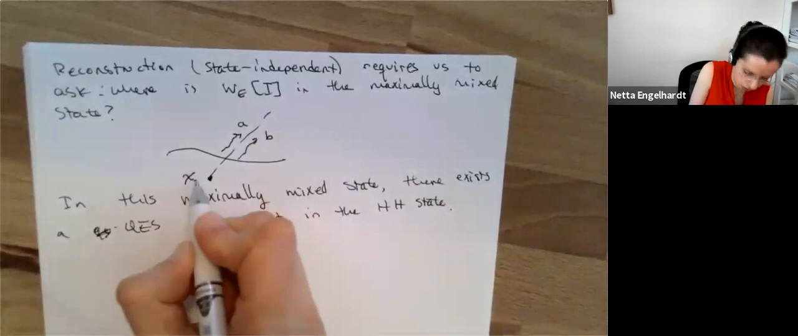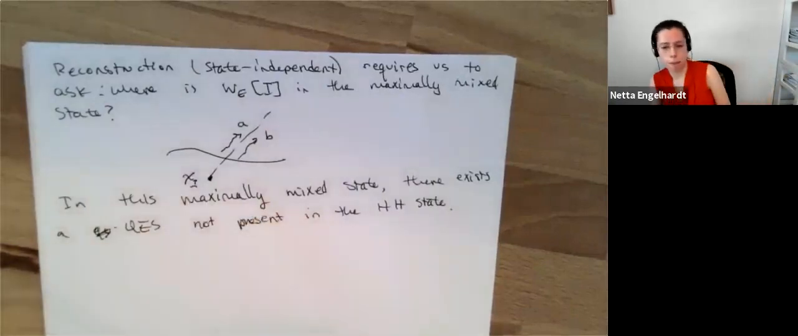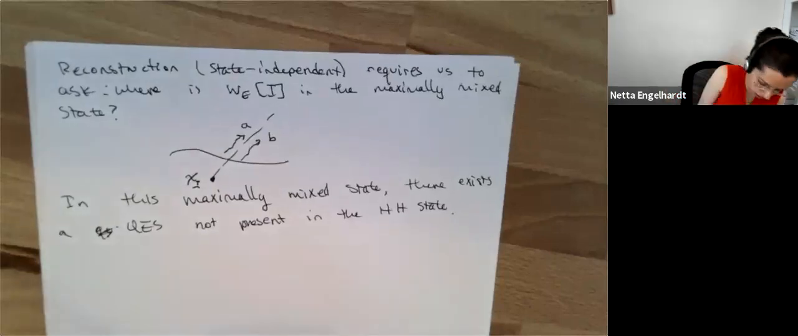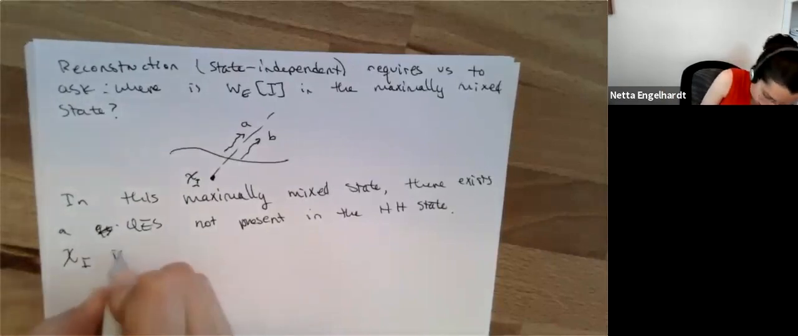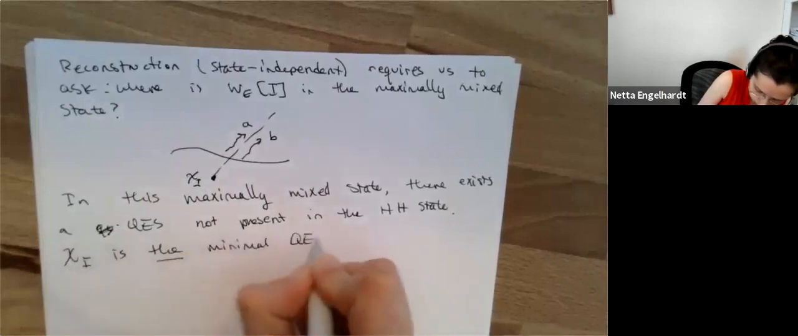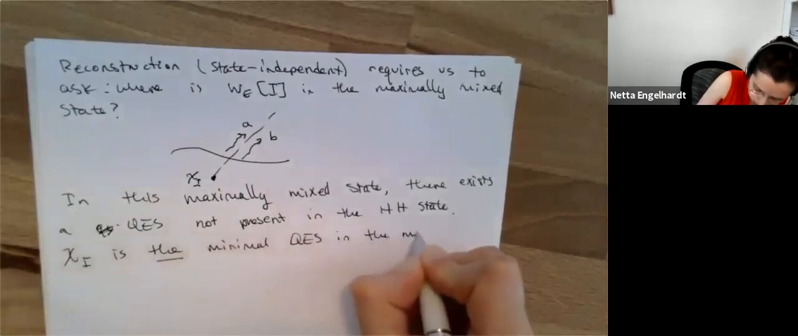Call it chi. Now, because we have such a large code subspace, with e to the A over 4G black hole microstates, it turns out that chi actually is the minimal quantum extremal surface in the maximally mixed state. So chi is not just some non-minimal, irrelevant quantum extremal surface, but it is the minimal QES in the maximally mixed state.